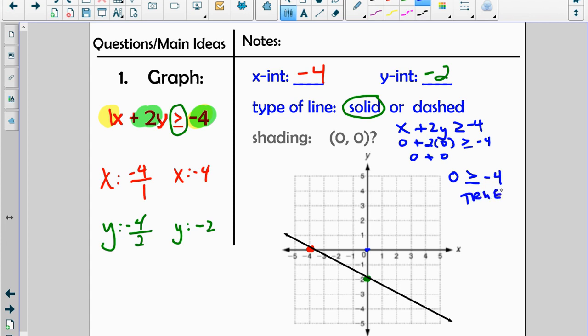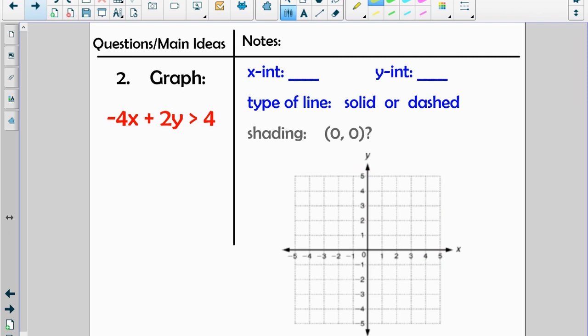So what that means is the origin, (0, 0), is a solution. So we want to make sure that that is the shaded side, because that's where all the solutions are. All the other ordered pairs on that side of the boundary would also be solutions. So all the solutions are on this side this time, the side that contains (0, 0), because (0, 0) was a solution when we checked it.